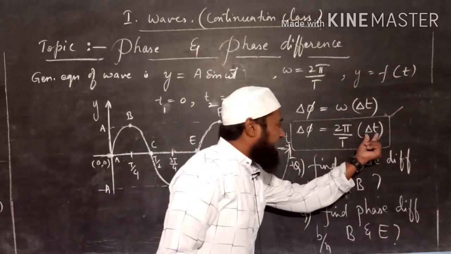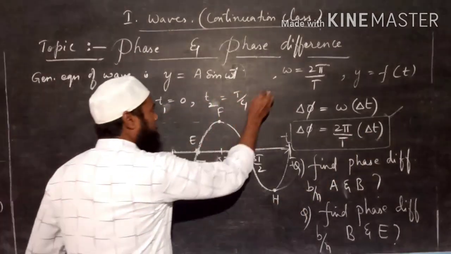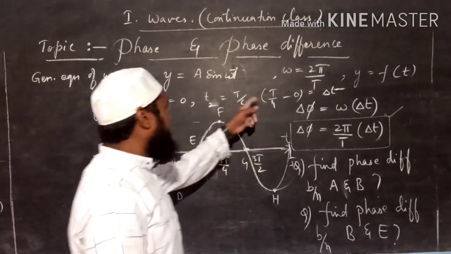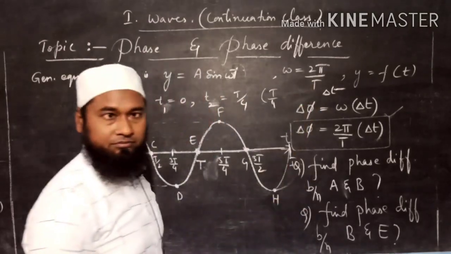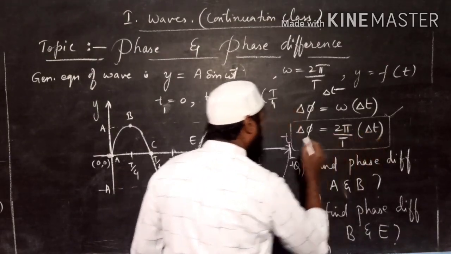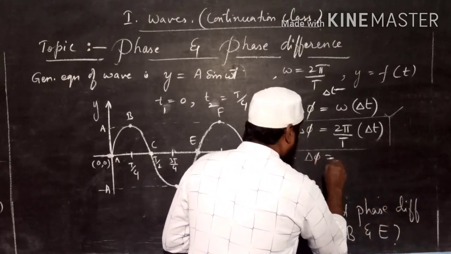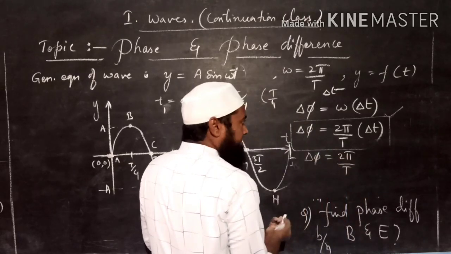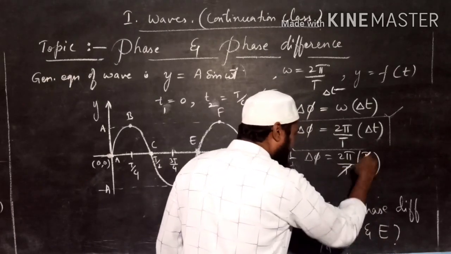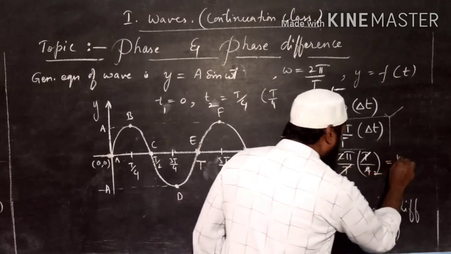So this delta t you will get as t2 minus t1. T by 4 minus 0 will give you delta t. T by 4 minus 0 is what? T by 4 only. So first of all you got this delta t. Now 2 pi by T is constant as it is, and delta t you got as T by 4. So T will get cancelled. 2 ones are 2, 2 twos are 4. Finally what you got? Pi by 2.